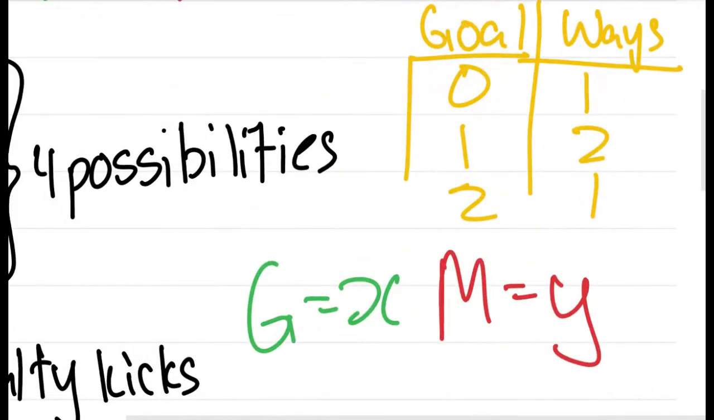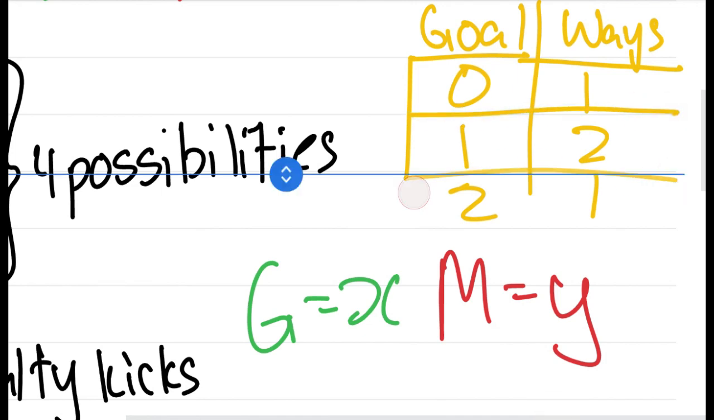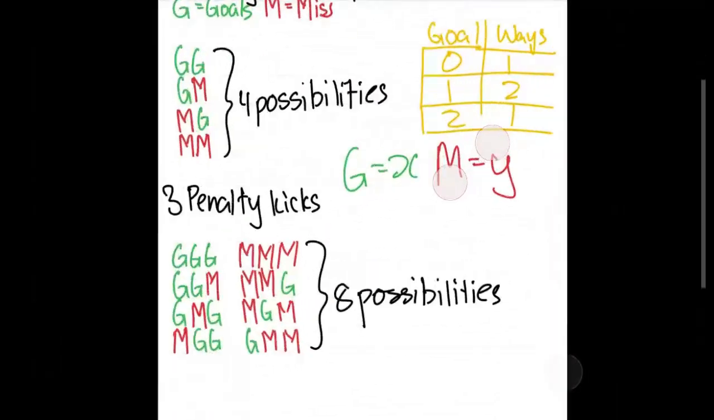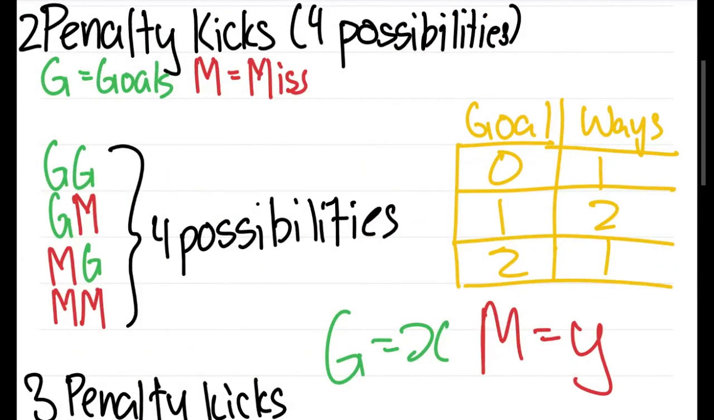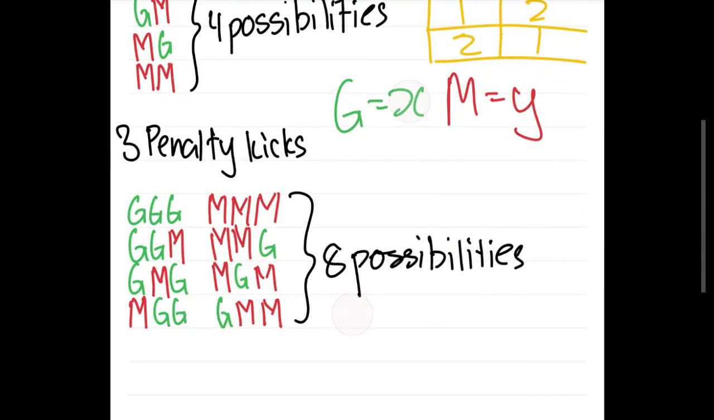Now, if you understand this table, I want you to fill up the table. Get a paper and make a table for the 3 penalty kicks. And I want you to find out the answer for the number of ways. For example, if it's for 2 penalties, it will be 1, 2, and 1. What about 3 penalty kicks? I'll give you 15 seconds to get a pen and paper, and then we'll do it together. Or you can do it by yourself first.